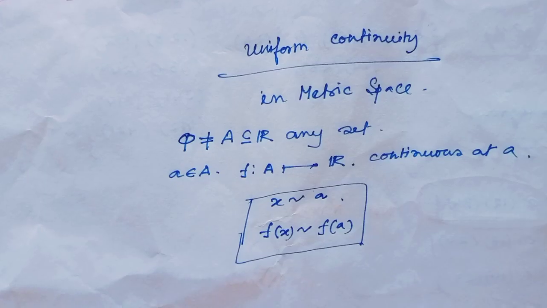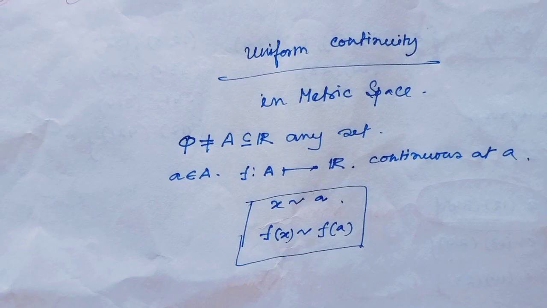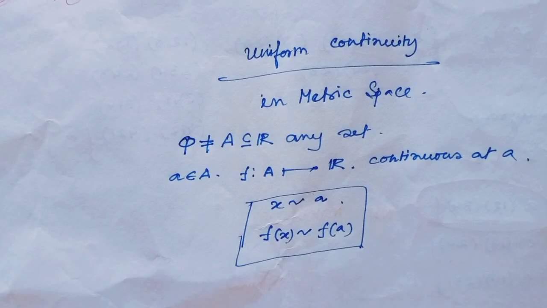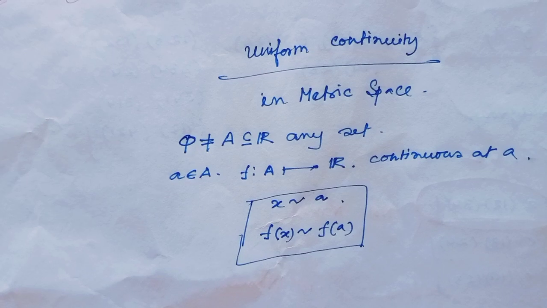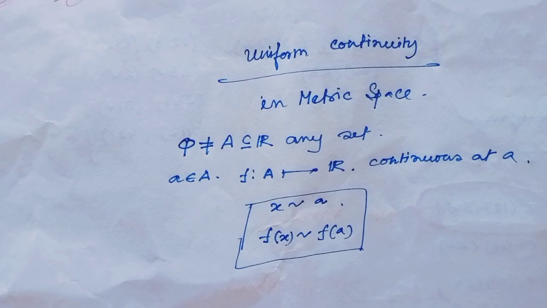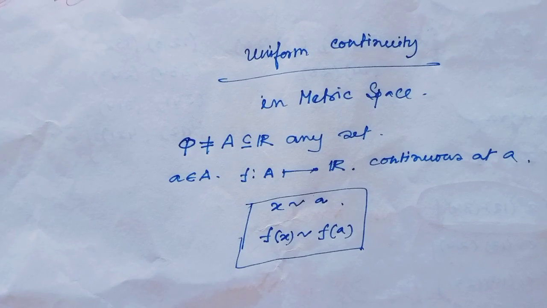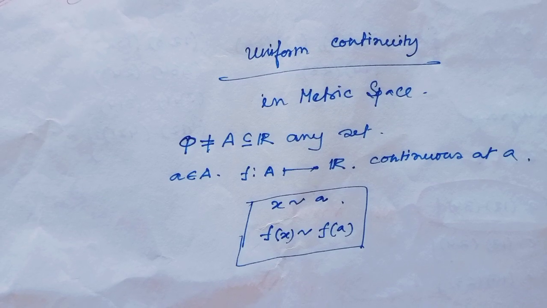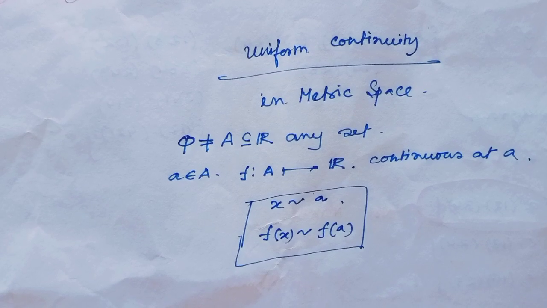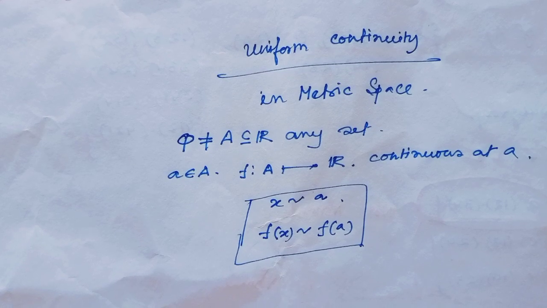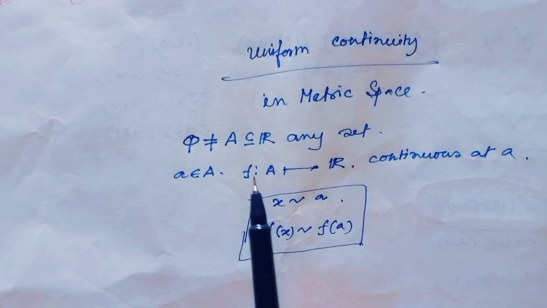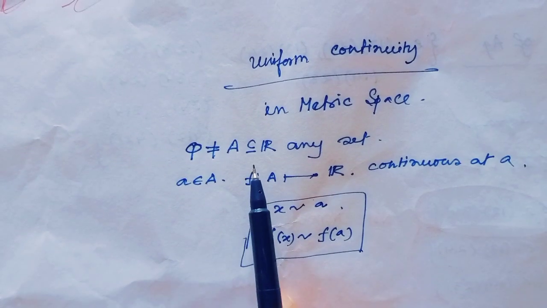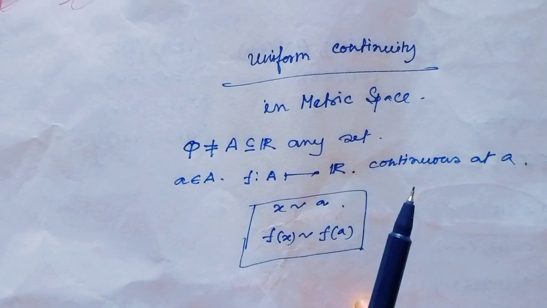Okay, let's start our original goal of this lecture. At first I will say what uniform continuity is in real numbers. Then I will discuss what uniform continuity is in metric space. At first, recall what continuity is in real numbers. Consider a non-empty set A, which is a subset of R.